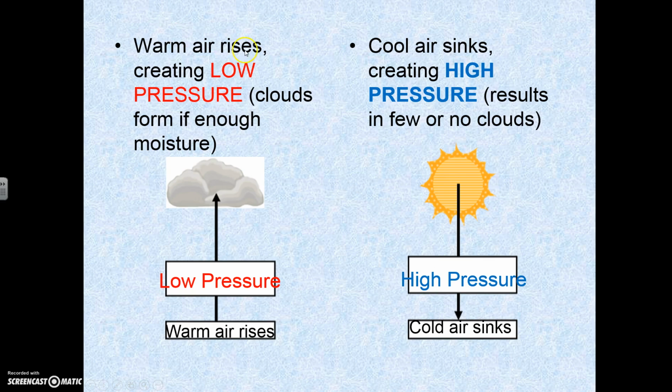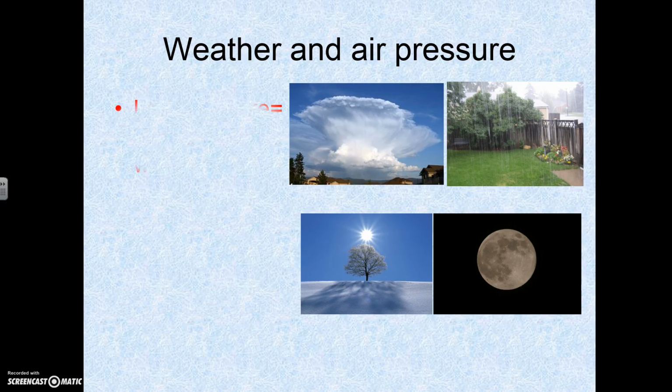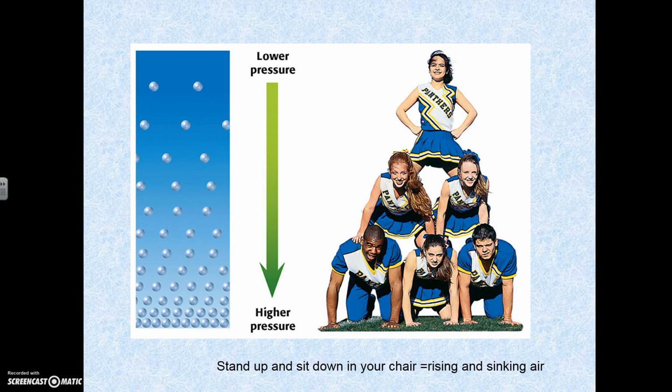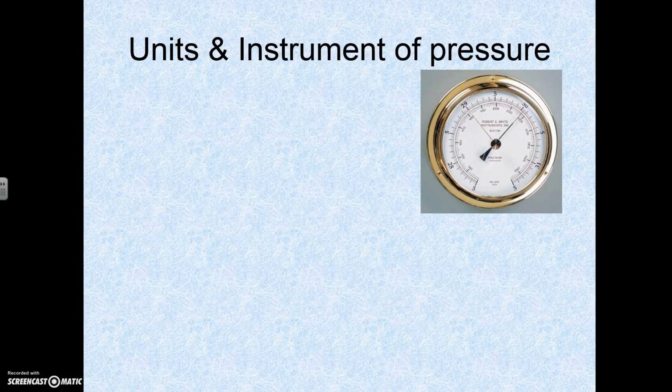Okay, so make sure that you read this. Warm air rises, creating low pressure. Clouds form if there's not enough pressure, so low pressure is actually kind of like poor weather is what people would say. And if we're having a high pressure day, that means that there's pretty much no clouds, it's a sunny day, and things like that. So make sure you got that down on your piece of paper as well. Low pressure is lousy weather, and then high pressure is happy weather, so you can think about that too. Again, the lower pressure is up at the top, higher pressure goes down.